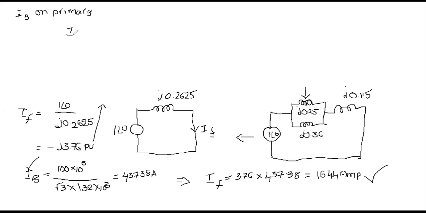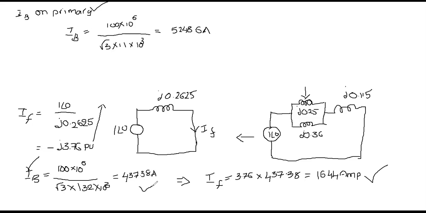So IB is equal to, again, power 100 MVA, 100 into 10 power 6, divided by root 3 multiplied by the primary side voltage 11 kV, so 10 cube, which equals 5248.6 amperes. Already I have solved all these problems for your sake, so that's why I am directly writing those answers. So this is the base current with respect to the primary side.